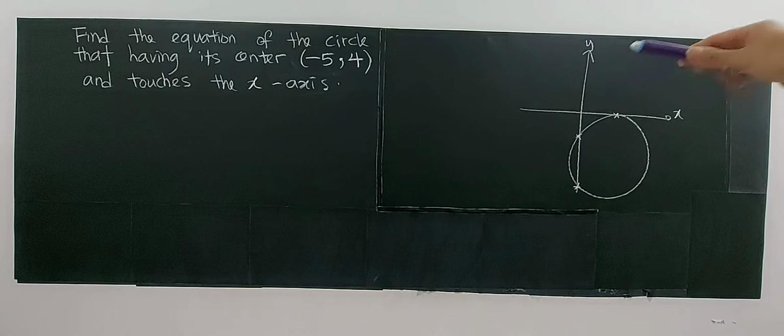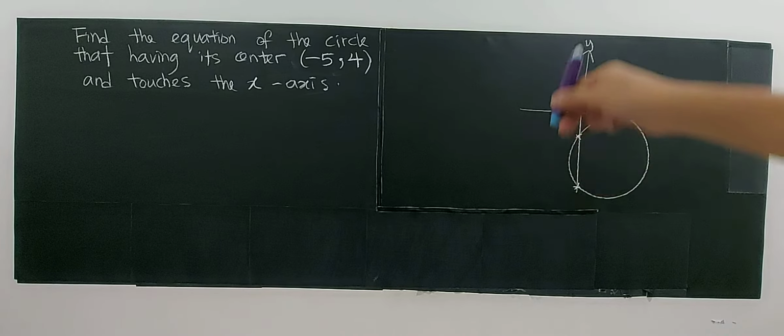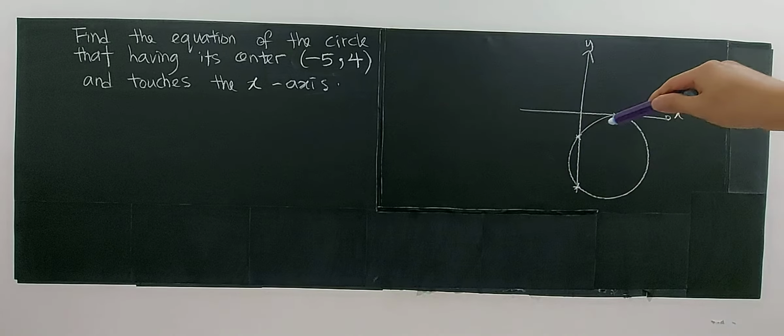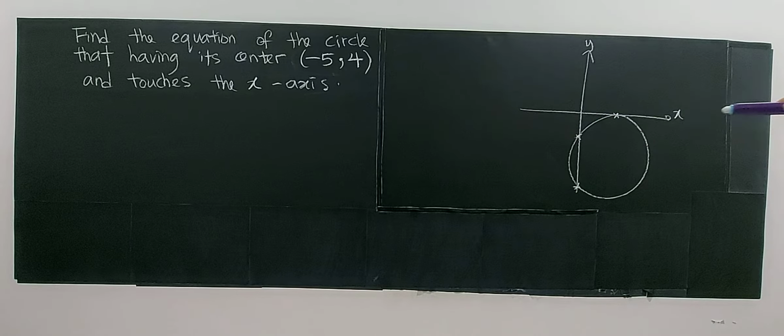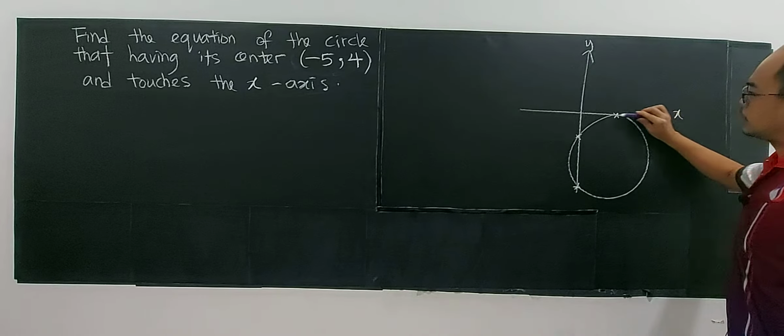Touches the x-axis. Oh sorry, another piece of information that I forgot to tell you is that if they touch the y-axis, the y-axis will become the tangent. But in this case, they said they touch the x-axis. Touch the x-axis means what? The x-axis becomes the tangent to the circle, right?